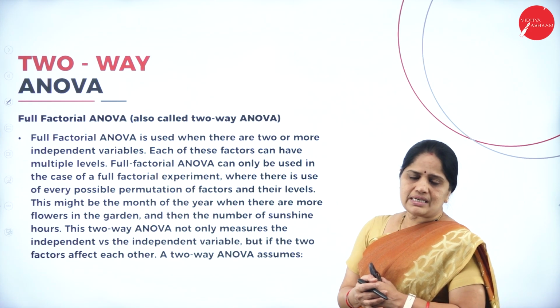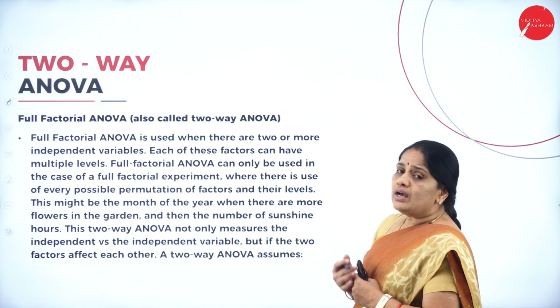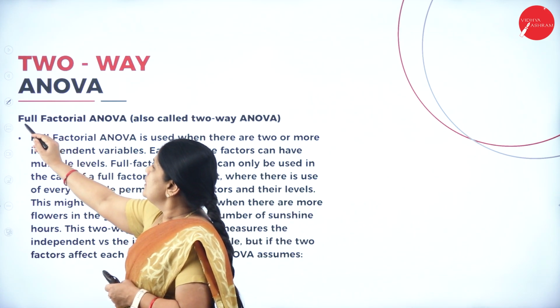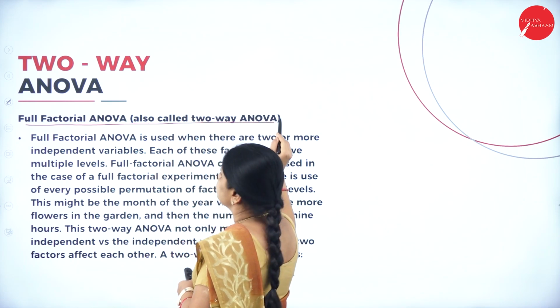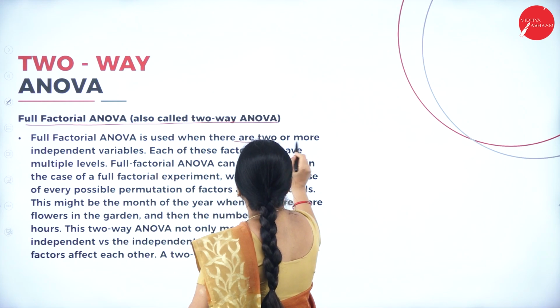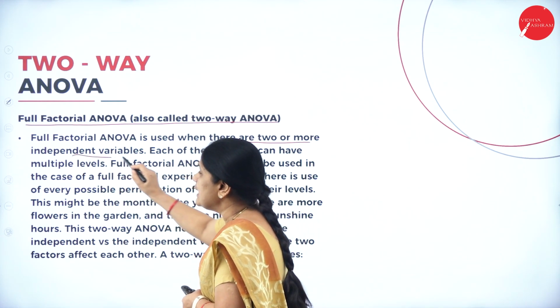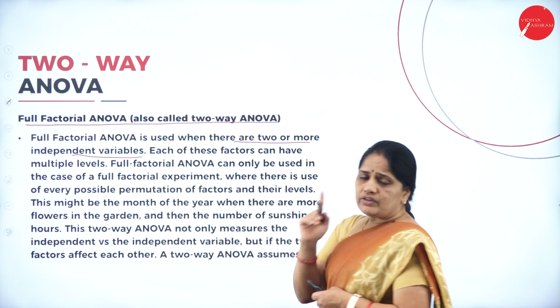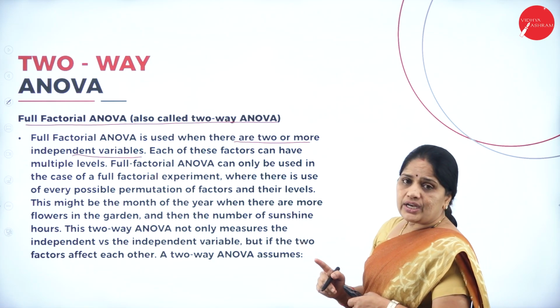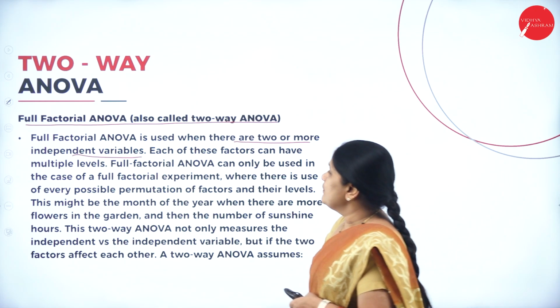Then the next one is the two-way ANOVA. Now what is this two-way ANOVA, or we also call it the full factorial ANOVA? It is used when there are two or more independent variables. For the one-way ANOVA, we have only one independent variable, but in two-way ANOVA, we have two independent variables.